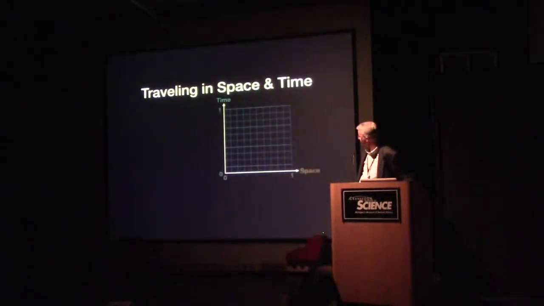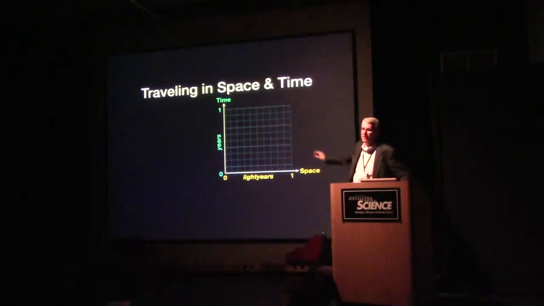Same graph, but this time I'm going to put time on this axis, and I'm going to put space on that axis. I'm going to call these years, and I'm going to call these units light years. And I could have picked any units that I wanted, but it turns out the math is a lot easier if we use years and light years, and you'll see why.